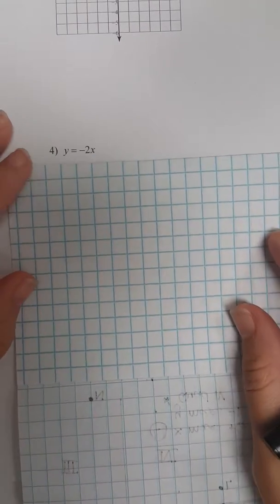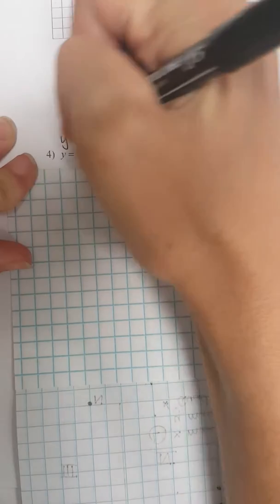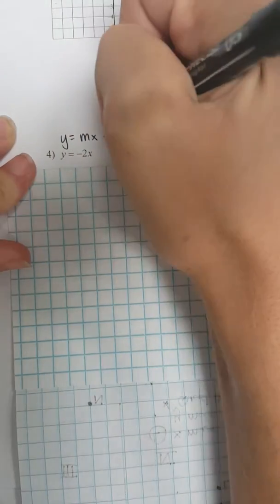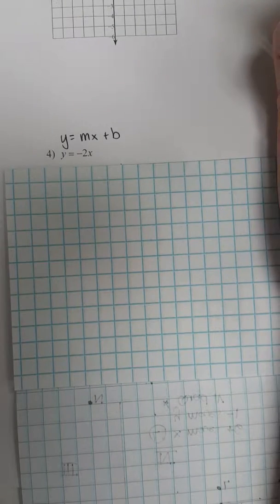Okay, let's do a little more graphing. Now this one's a little weird. Remember, we have our y equals mx plus b, slope-intercept form. Do we have y alone? Yeah, so it's in that form.